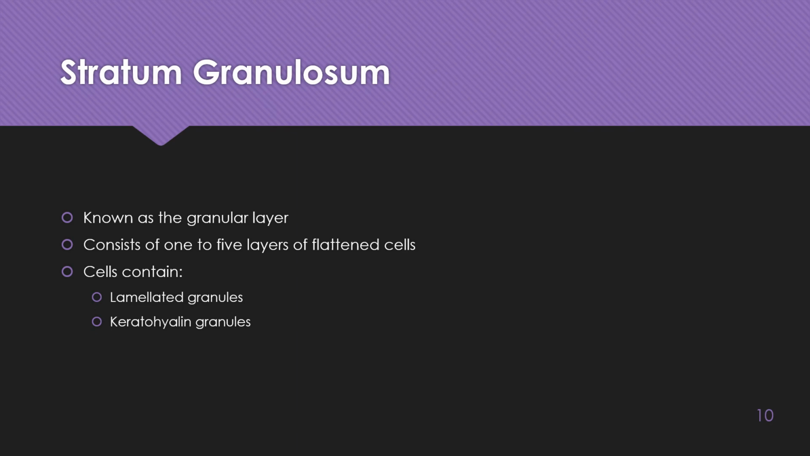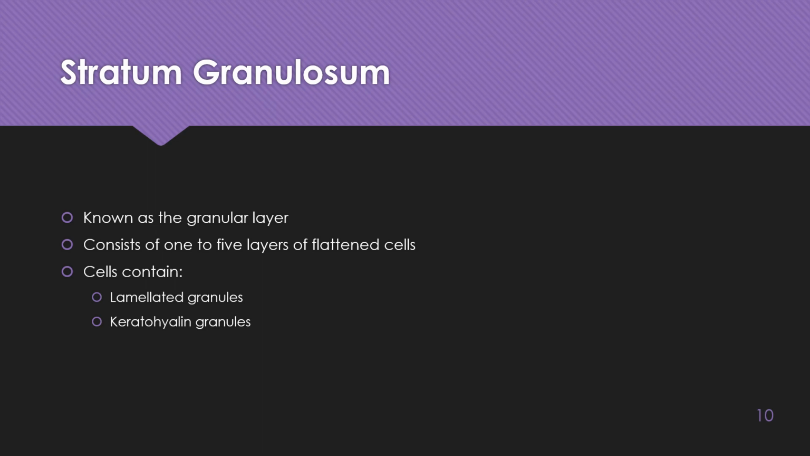Okay, so moving on to the stratum granulosum, and again, this layer is going to lie directly above the spinosum, and this is made of a granular layer, consists of 1 to 5 layers of flattened cells. Again, our thicker skin would contain more layers within the stratum granulosum in comparison to thinner areas of skin.